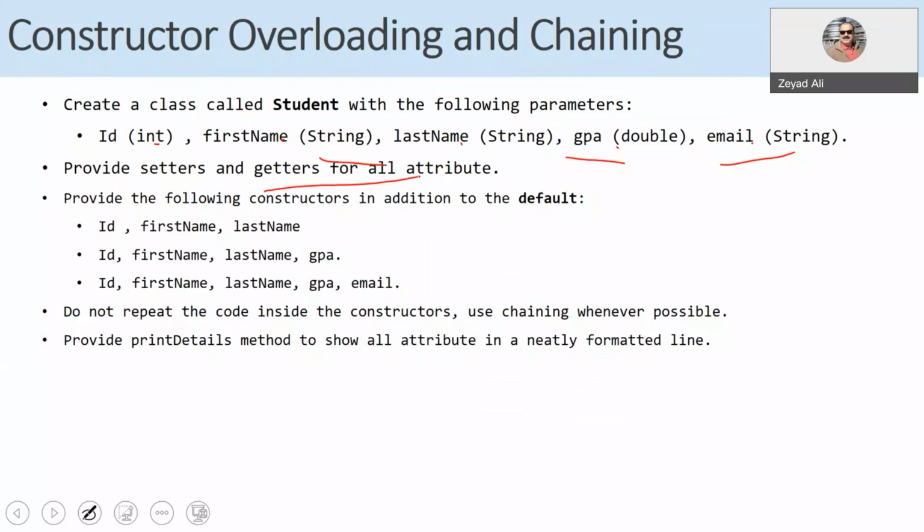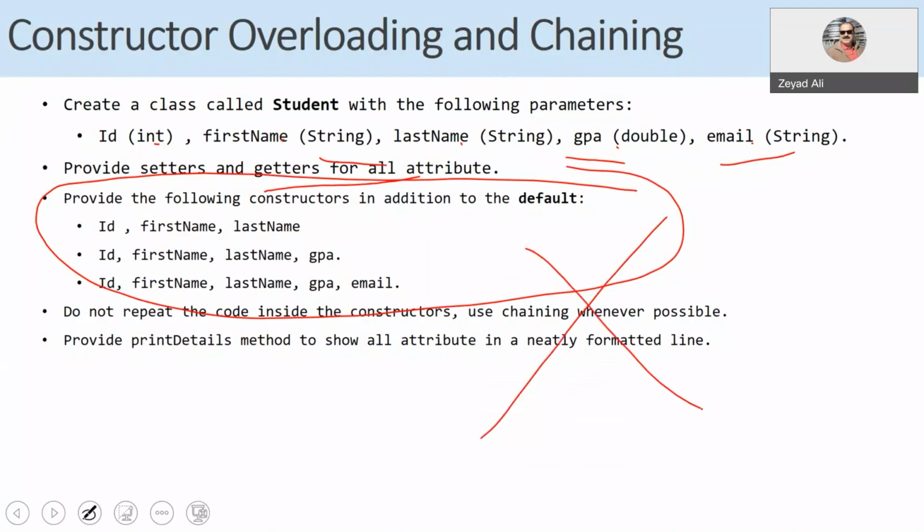However, now they want us to create so many constructors, but without repeating the code, without duplicating the code. In this case, when you have multiple constructors, this is called constructor overloading, like method overloading. However, if you don't want to repeat the code, you're going to do what we call constructor chaining. Let me show you this example and see what happens here.